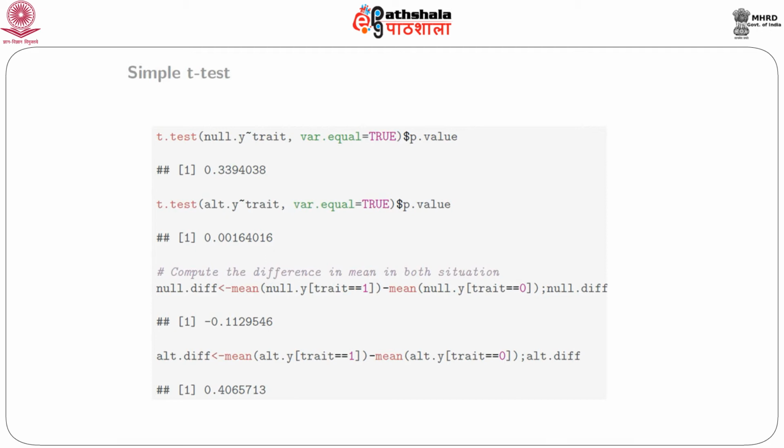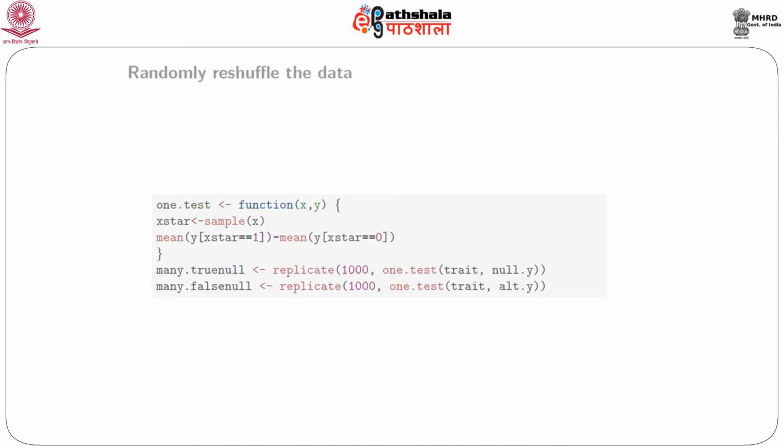Now, let us see what is the difference in the means under the null hypothesis for trait equal to 1 and trait equal to 0. We call it null diff, which is mean null dot y for trait double equal to 1 minus mean null dot y for trait double equal to 0, and the null difference comes out to be minus 0.1129546. While for the same thing, the alternate difference comes out to be 0.4065713. So, we see that the null difference is closer to 0 than the alternate difference.